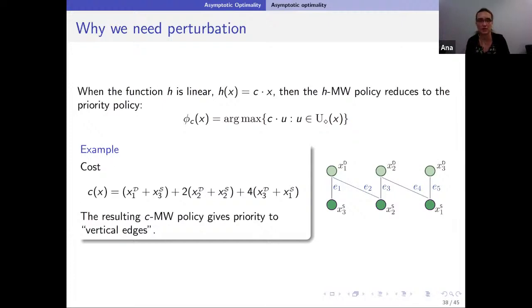You can see one example here for which the C max weight policy is actually a policy that is the opposite of what we would like to do. You would like to give priority to edges E2 and E4, and you are actually giving priority to the vertical edges. Okay.